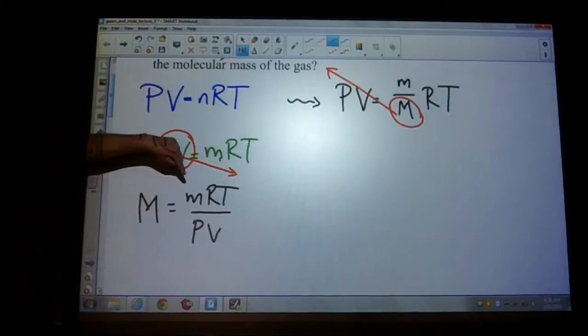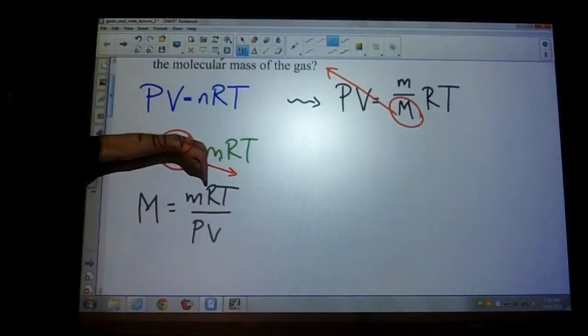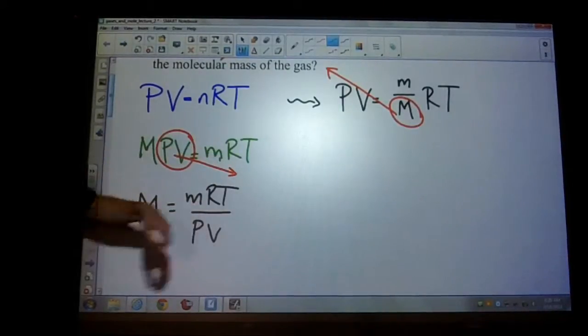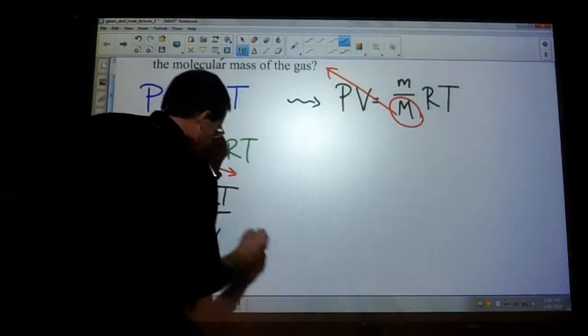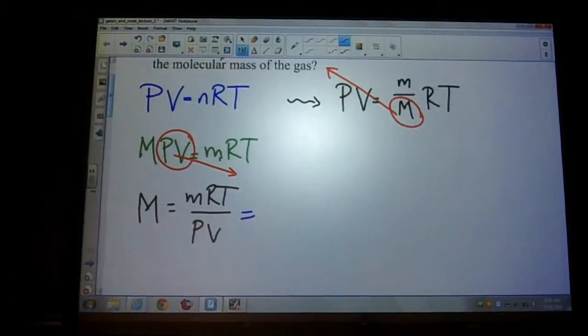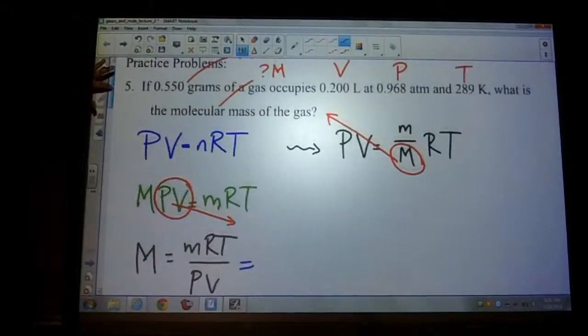Okay. So now we have the mass times the ideal gas constant, R, times the temperature, divided by the pressure and the volume. Is that what you were going to ask, Marissa? Yes. Good call. All right. So once we have that, good news is, let's plug the values in.